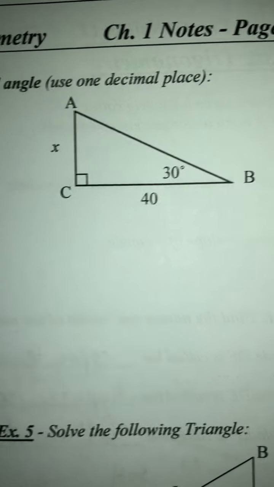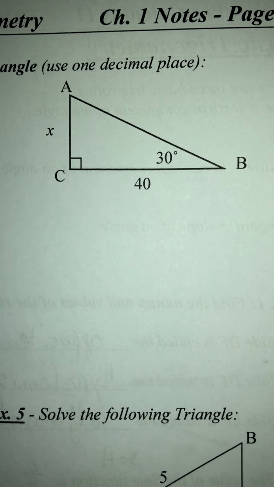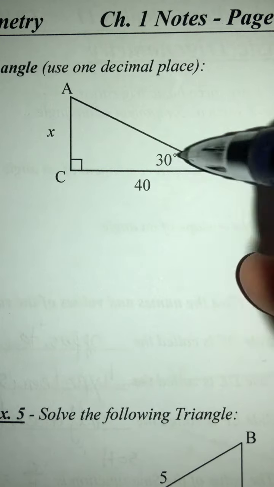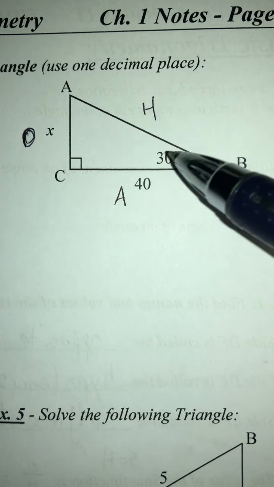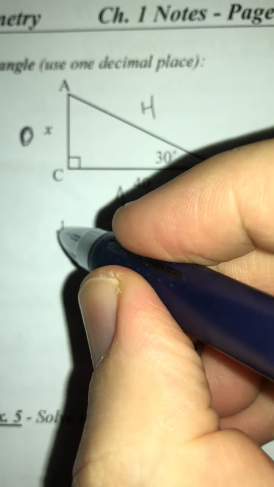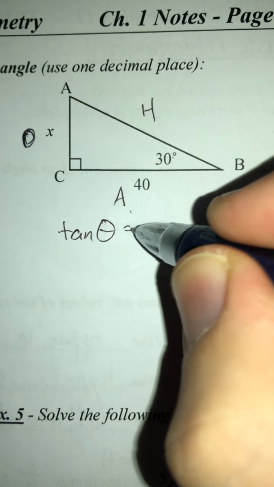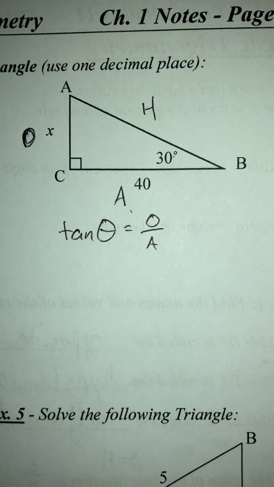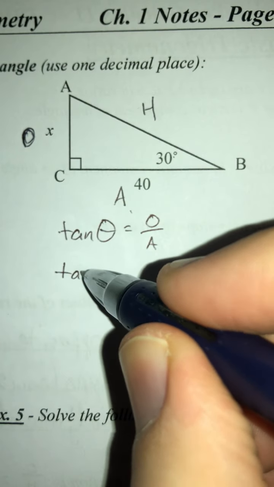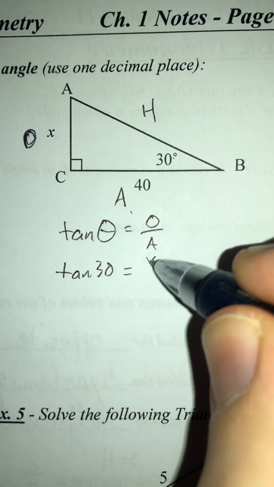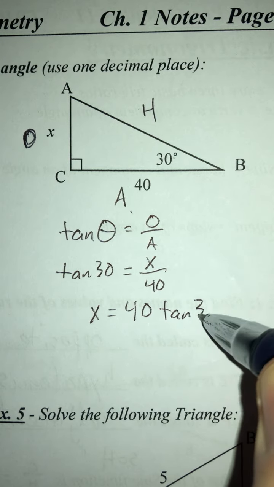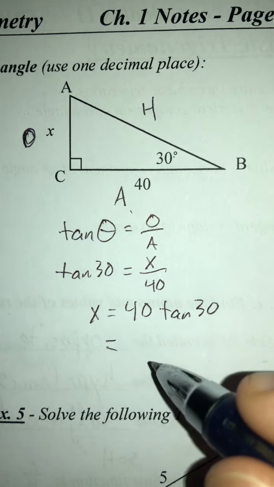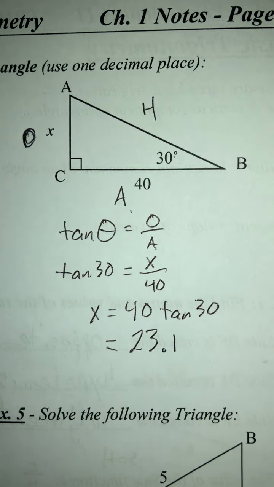Let's try the next one. Here is the triangle. This time, here's the angle, this is adjacent, this is opposite, this is the hypotenuse. So we have an angle, opposite, adjacent, so this time we're doing tan theta equals opposite over adjacent. Plug in what we know, so tan 30 equals x over 40, so therefore x equals 40 tan 30. And we get 23.1.